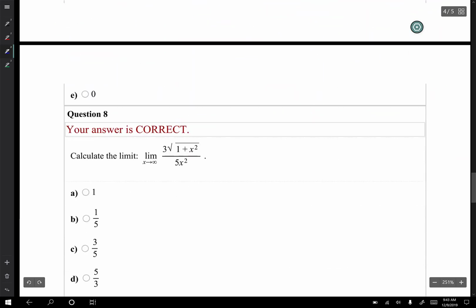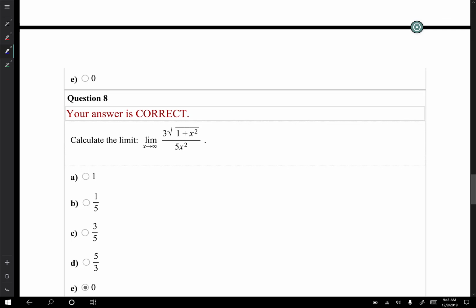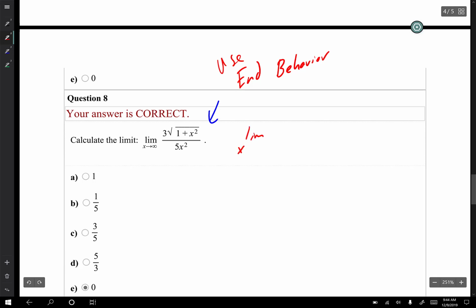All right. On this one, at first glance, it looks like it's L'Hopital's because you do get infinity over infinity, but just use end behavior. So look, in the top, the end behavior is, limit as x approaches infinity, I get 3x. And on the bottom, you have 5x squared. So the bottom grows faster than the top, so this equals 0.